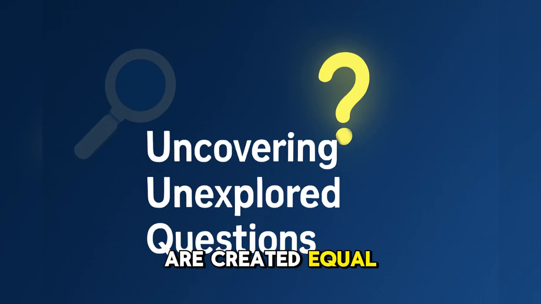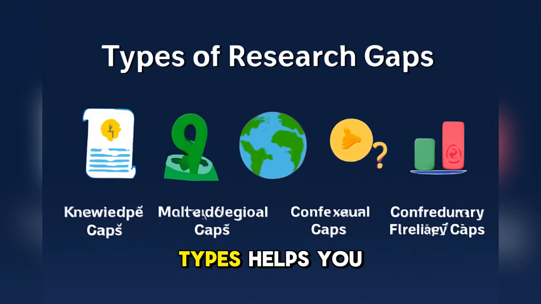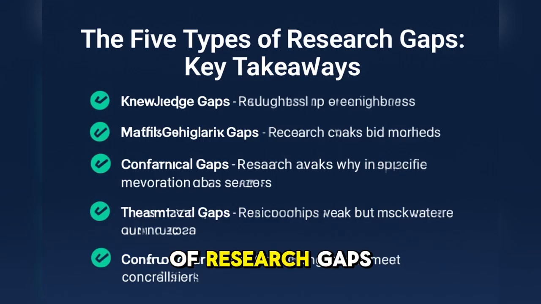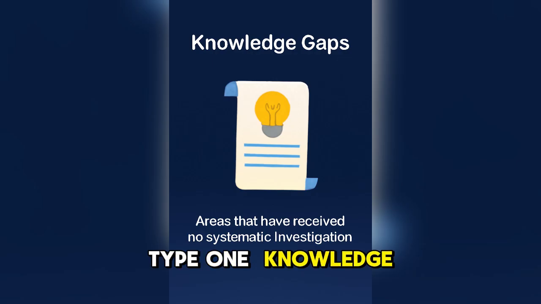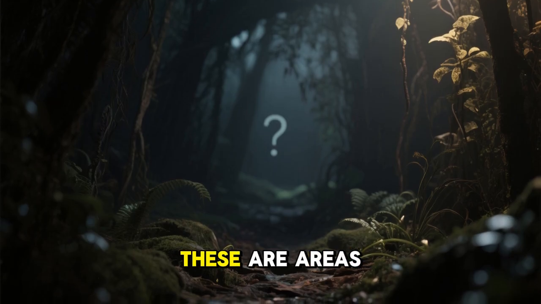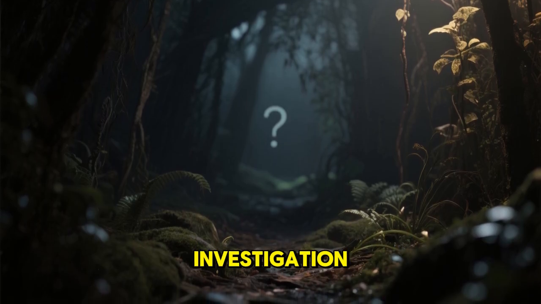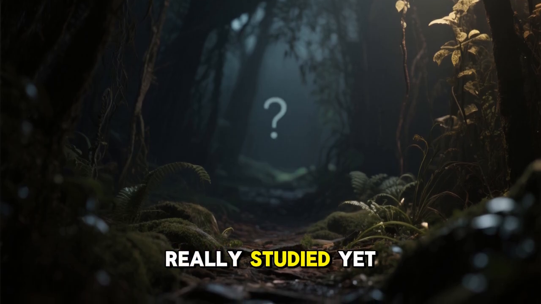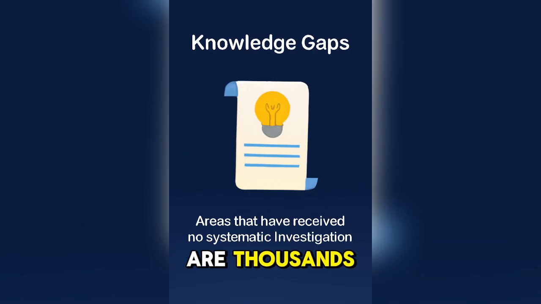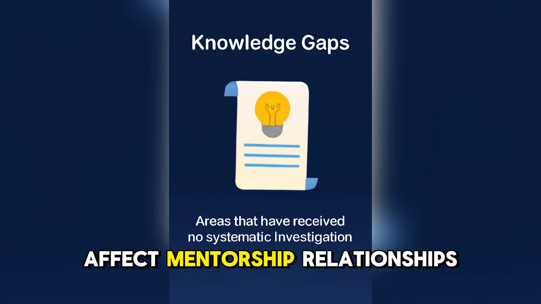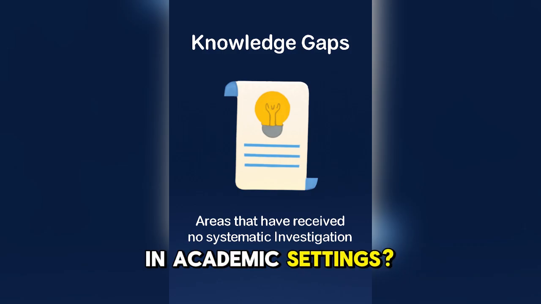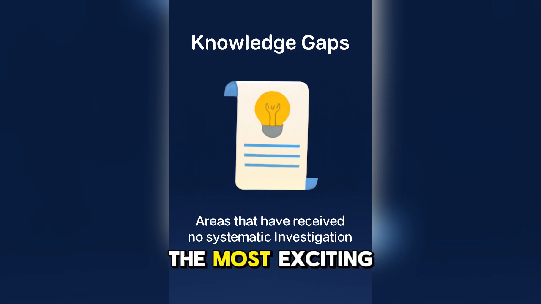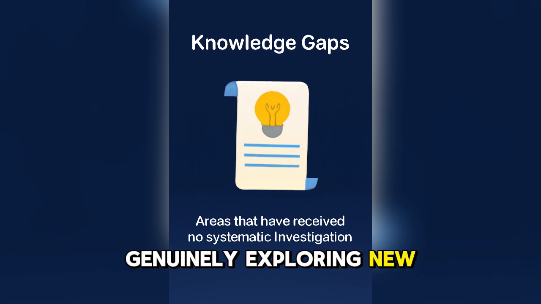Not all gaps are created equal. Understanding the different types helps you recognize opportunities in every direction. Here are 5 distinct varieties of research gaps you'll encounter. Type 1: knowledge gaps. These are areas that have received no systematic investigation. Imagine a question that nobody has really studied yet. For instance, there are thousands of studies on how remote work affects productivity. But how does it specifically affect mentorship relationships in academic settings? Almost nobody has systematically investigated this. Knowledge gaps are often the most exciting because you're genuinely exploring new territory.